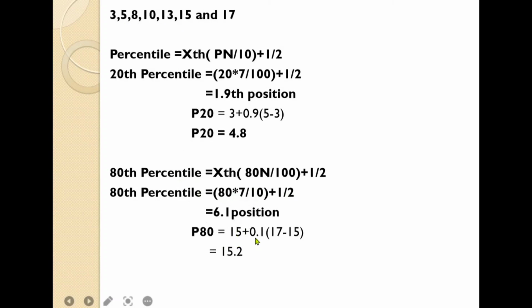Then 0.1 of the difference between the 7th and the 6th position is 17 minus 15, which is 2, into bracket 0.1 plus 15. And that gives us the sum of 15.2. So the 20th percentile is 4.8. The 80th percentile is 15.2.